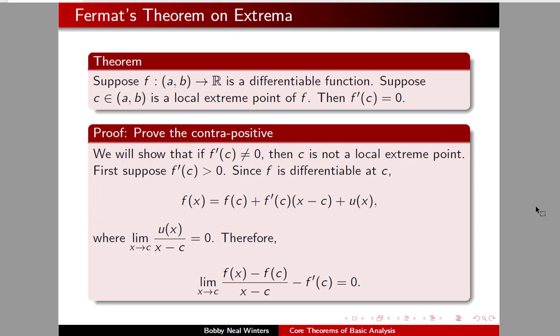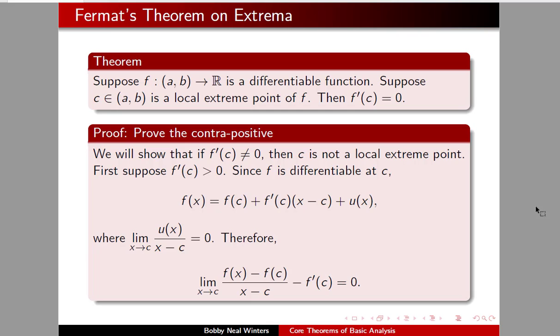All right. So this now brings us to Fermat's theorem on extrema. Suppose that f from the open interval (a, b) into R is a differentiable function. Suppose that c in the open interval (a, b) is a local extreme point of f. Then f prime of c is equal to 0. We will prove this by proving the contrapositive.